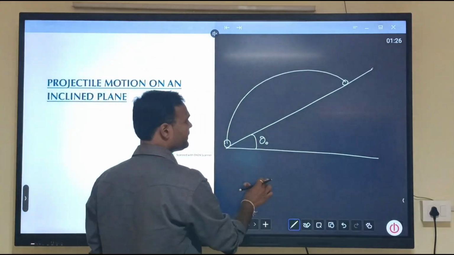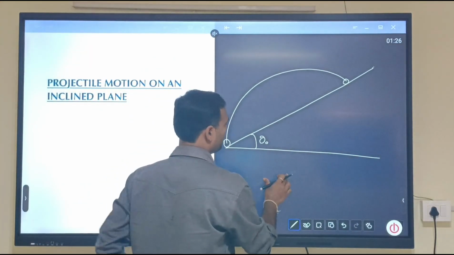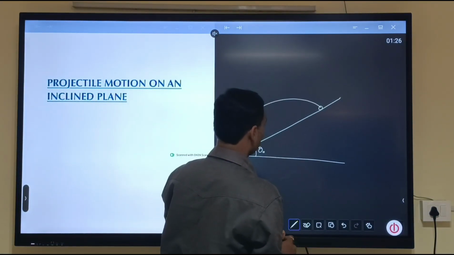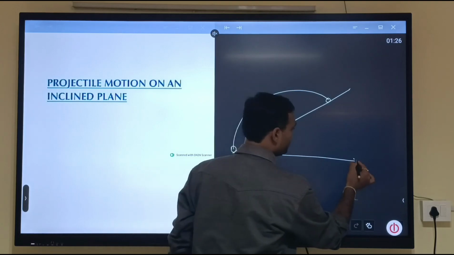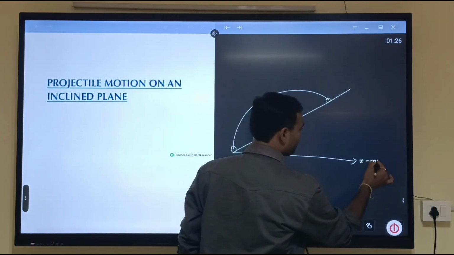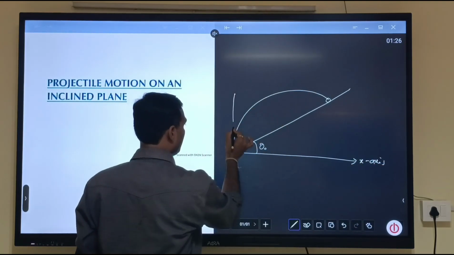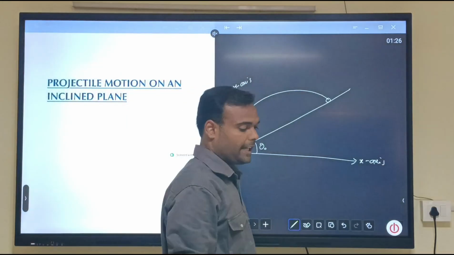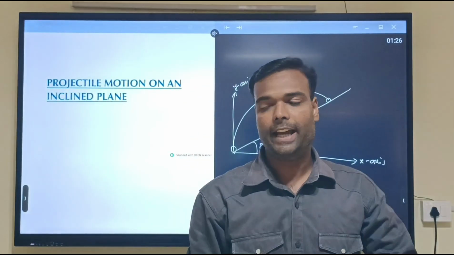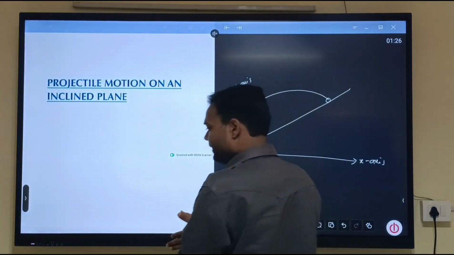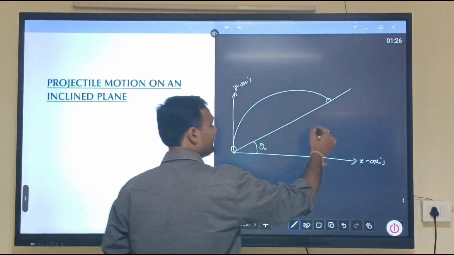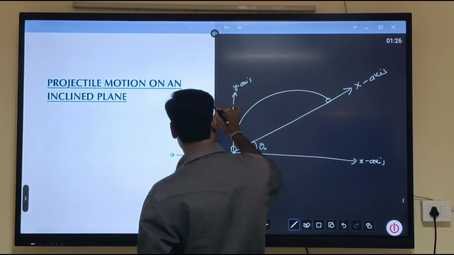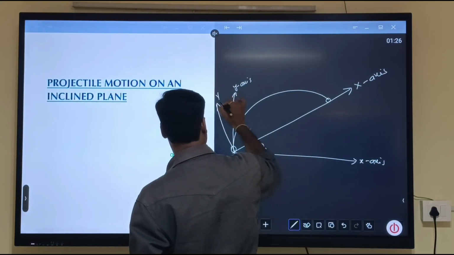And before we are going to discuss, we need to recall a small concept. As per the concept which we were covered so far, we consider this as x-axis and this as y-axis. This is y-axis. Now what I am telling you is, for our convenience, we can consider this as capital X axis, and this as capital Y axis.